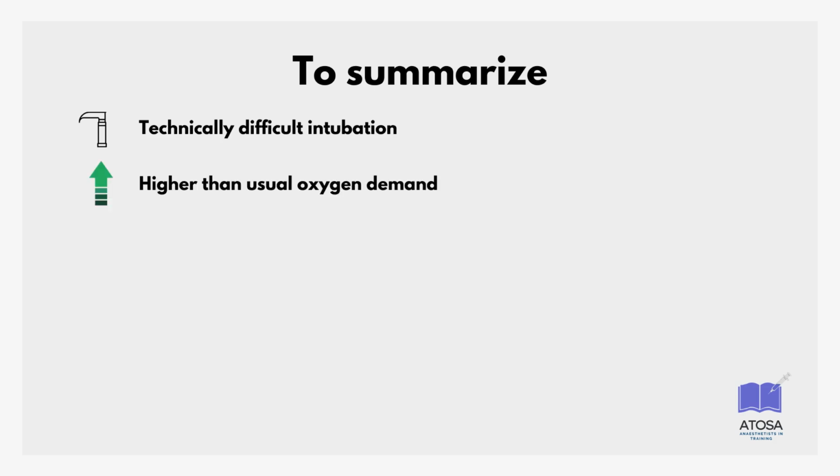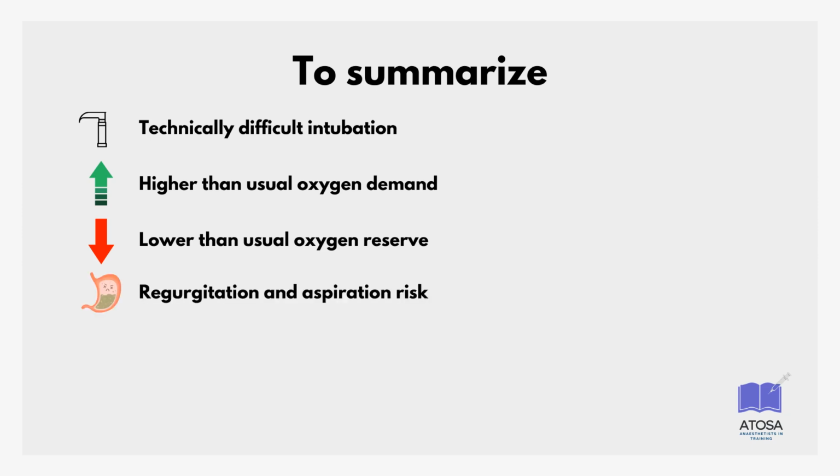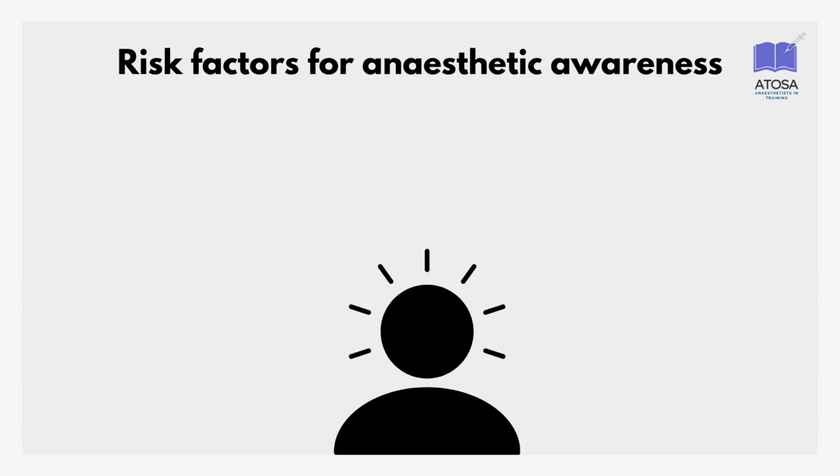So let's recap again. We have our technically difficult intubation in our patient with higher than usual oxygen demand, with a lower than usual oxygen reserve, and she's at risk of vomiting. It's all starting to sound pretty bleak, so let's add one more concern to factor in. Don't forget about the anesthetic awareness. Caesarean sections are high risk for accidental anesthetic awareness under general anesthetic, particularly during intubation.